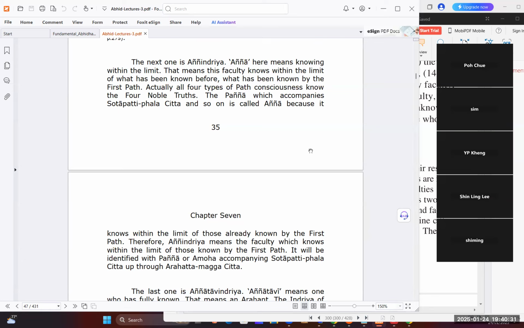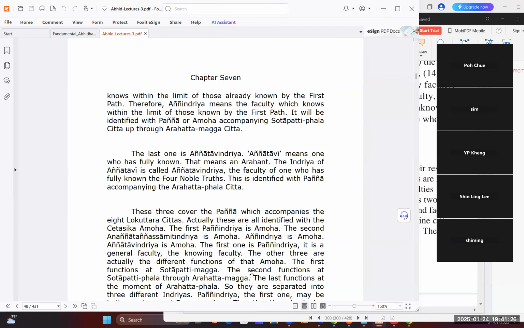The next one is Anyindriya. Anya here means knowing within the limit. That means this faculty knows within the limit of what has been known by the first path. Actually, all four types of path consciousness know the Four Noble Truths. The panya which accompanies Sotapatti Phala Citta and so on is called Anya because it knows within the limit of those already known by the first path. Therefore, Anyindriya means the faculty which knows within the limit of those known by the first path. It will be identified with Panya or Amoha accompanying Sotapatti Phala Citta up through Arahatta Magga Citta.